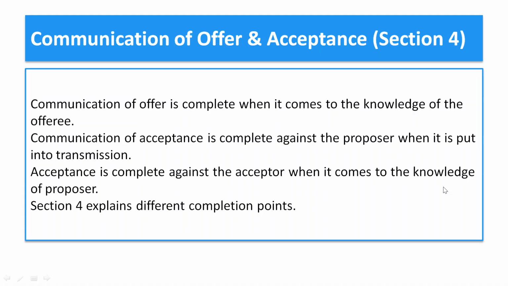Let us understand this slowly with an example. Suppose I send my acceptance by post. The moment I post the letter, I cannot take it back. So, from that moment, acceptance is complete against me. But the proposer becomes bound only when the letter reaches him. This difference is very important and it is explained under Section 4 of the Indian Contract Act.